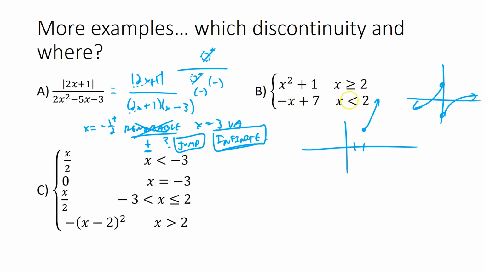X less than 2, we have negative x plus 7. 1, 2, 3, 4, 5, 6, 7. Yeah, so that's going to be like coming down like this. Where are we going to intersect? Negative 2 and 7 are 5. Actually, they do connect. Look at that.